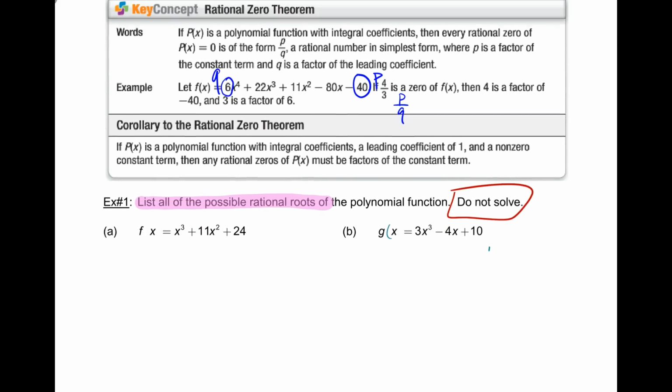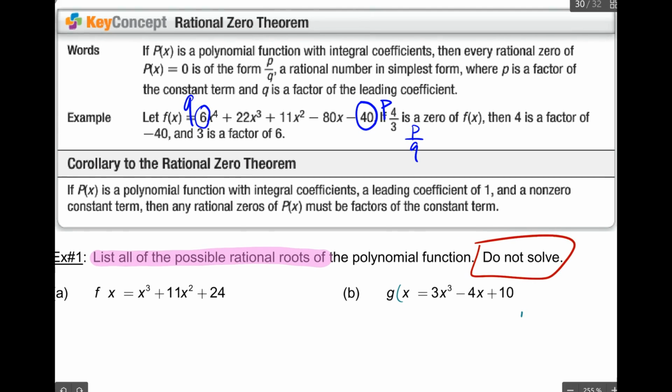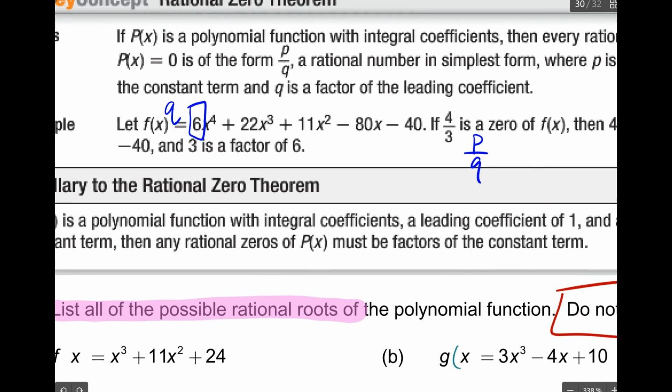If I'm looking at a polynomial, the way you find all the zeros is you take all of the factors of the leading coefficient. The leading coefficient is going to be called Q. Then we take all of the factors of our constant term. Here this negative 40 is my P, and then we take each factor of 40 and divide it by all the factors of 6.